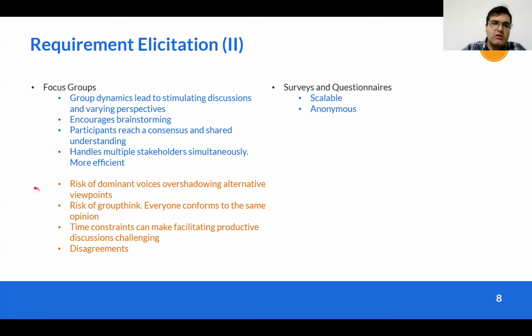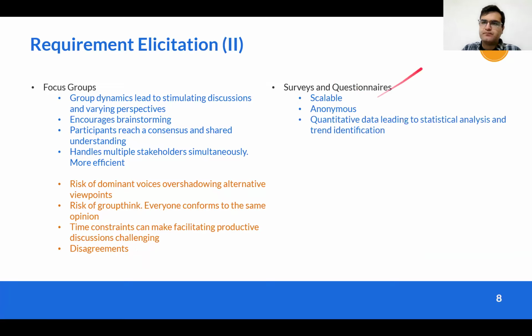So, like how over here, there's the risk of groupthink and overshadowed voices because they don't want to go against someone, right? There's also fear of disagreements and all this. In a survey, everyone can be anonymous, so they're more confident in their opinion. They'll be more honest about what their expectations are.